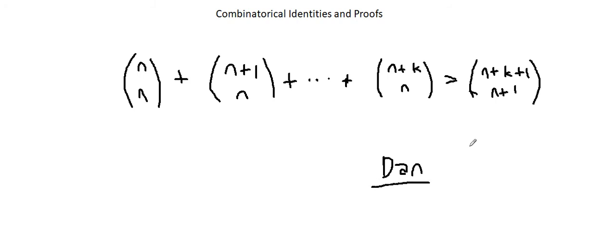Can we do something with Dan? Clearly, we see that this is one person less, so we might have something to do with Dan. But we have a lot of different formulas, or not formulas, different combinations. And Dan, let's just start with Dan, okay?